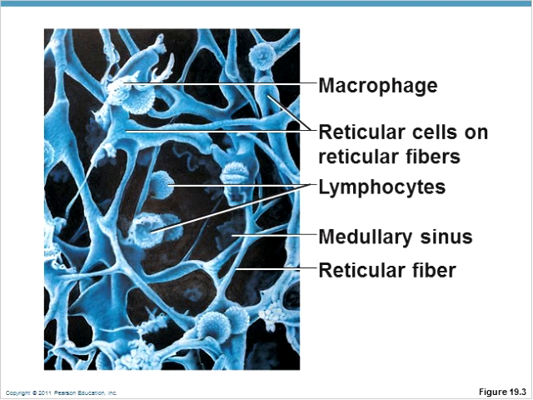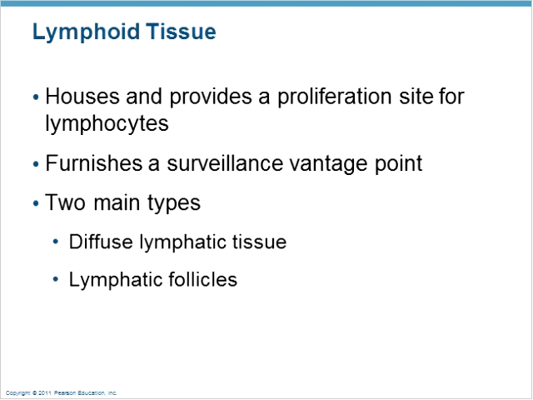We see the macrophages here in the electron microscopy, reticular cells and the reticular fibers. You see lymphocytes located here, medullary sinuses and the reticular fibers. So you get a feel for what it really looks like at the hypermicroscopic level.